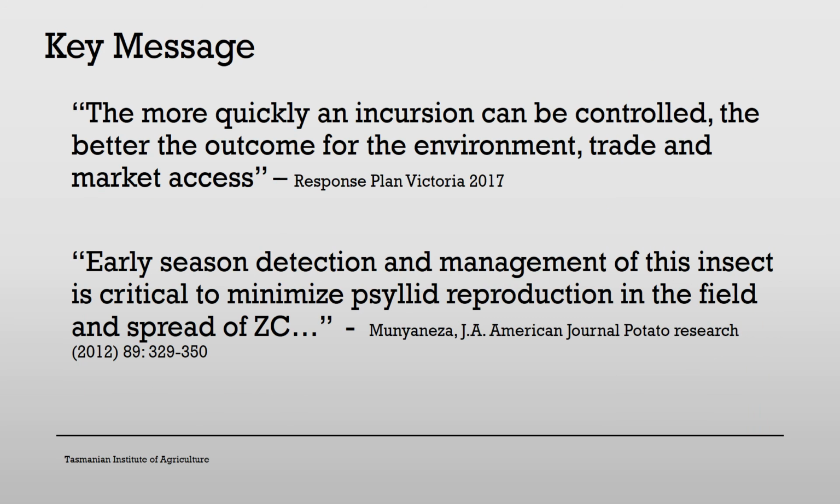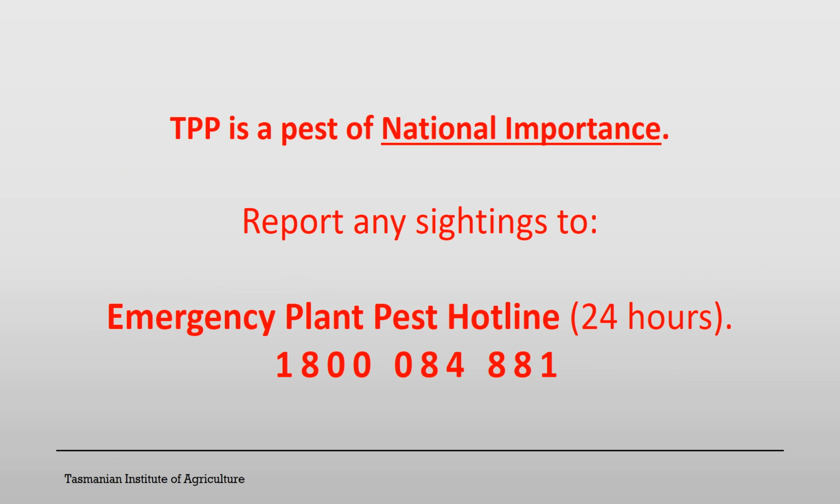Overall, the key message is that knowledge is fundamental for a response to pest incursions. In the case of TPP, the sooner we are aware that there has been an incursion, the quicker we can respond to contain and, best case scenario, locally eradicate the pest. If in doubt about a potential pest or plant damage on your property, please call the Emergency Plant Pest Hotline on 1800 084 881 or your local biosecurity number.